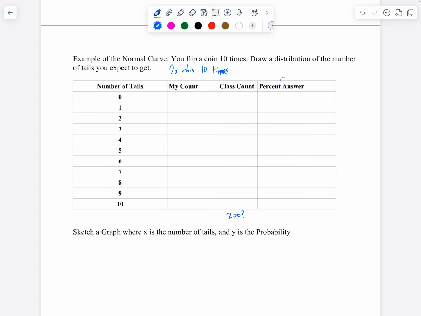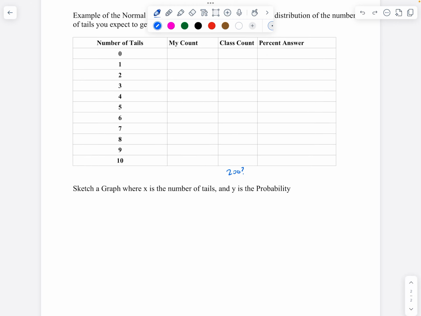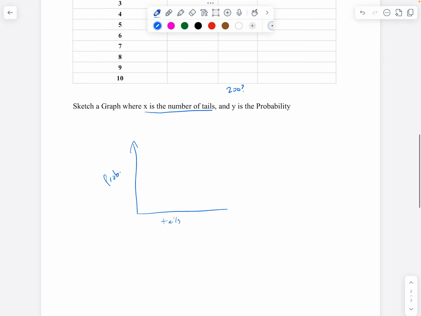And then you're going to take this data here, and make that into a graph where X is the number of tails. So this is going to be your tails. Don't copy this down yet. And then this is going to be your probability, okay? And you're going to see what the shape of your curve looks like. So this is going to be 0, 1, etc., all the way up to 10, and you're going to have just a graph that looks like that in the end, okay? So that's what you're working towards right now.